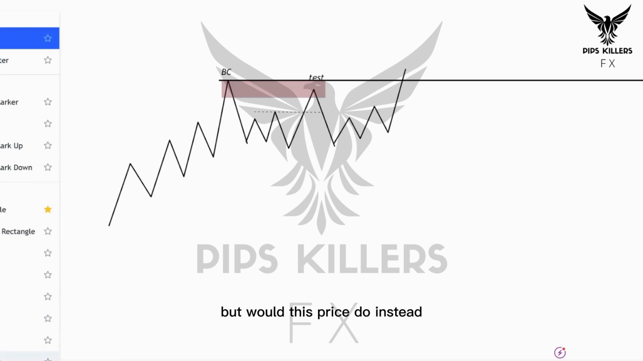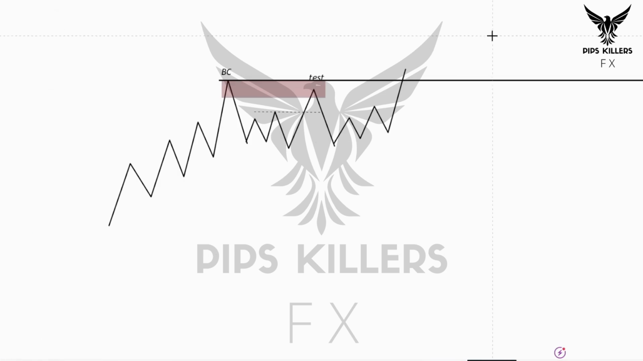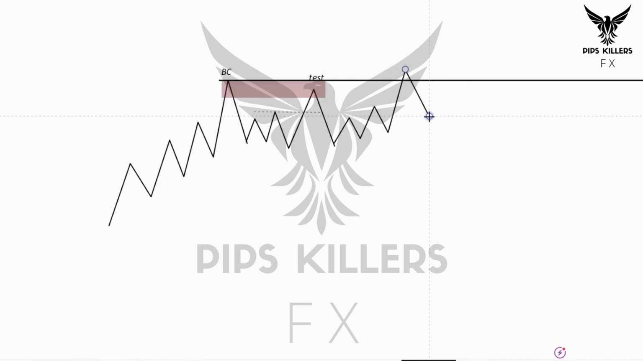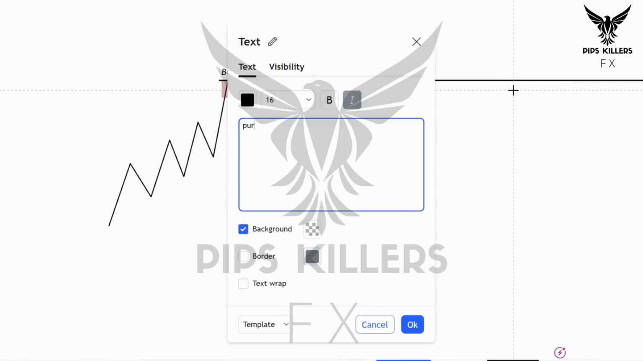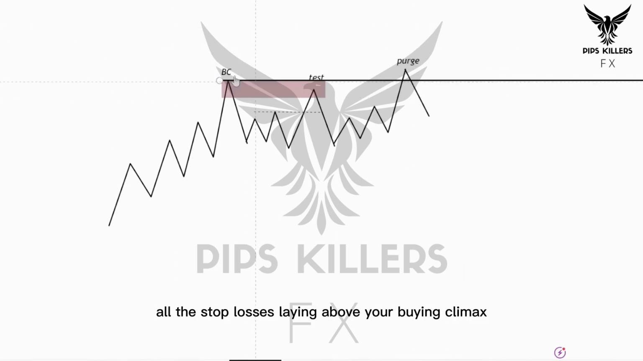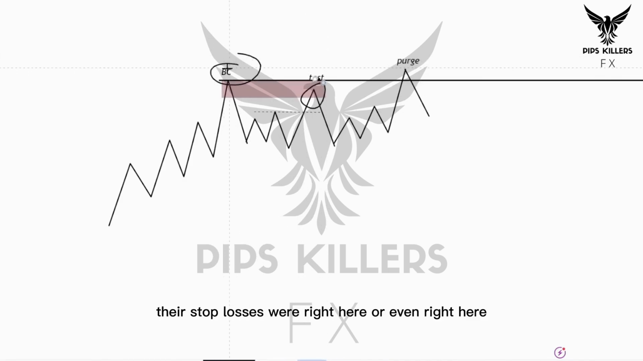But what does price do instead in your accumulation cycle? Price will come back into the range. Now, when price comes back into the range, this is a purge. And again, why is it called a purge? It's a purge because it purged all the stop losses laying above your buying climax. So anybody that sold here, their stop losses were right here or even right here, and the market comes back and purges them.